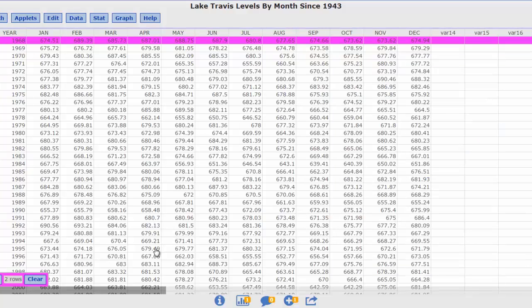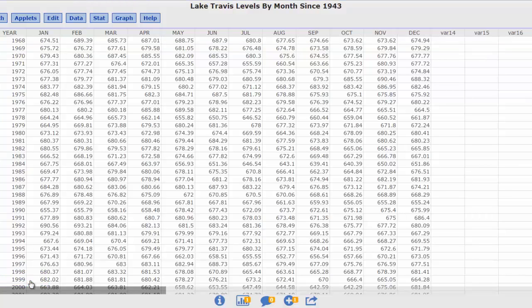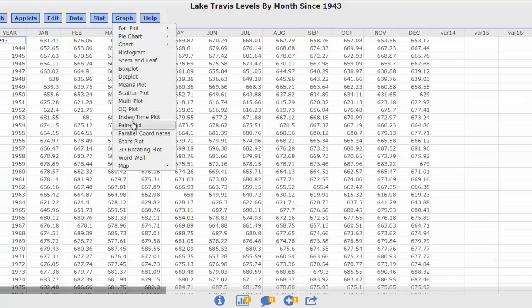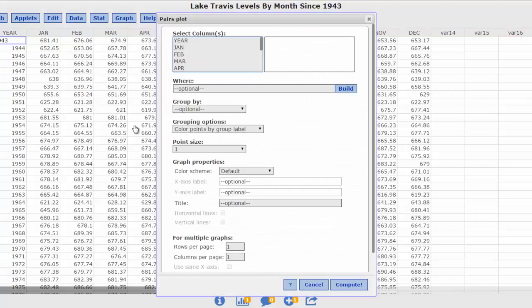This is something I've started showing my students in class in the last couple of years, since I came to NC State. With data sets like this, it's just one of the examples that we used for the pairs plot. The beauty of the pairs plot is that you can select all the data, January through December. Click compute.